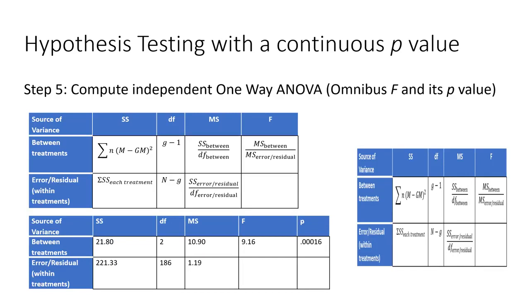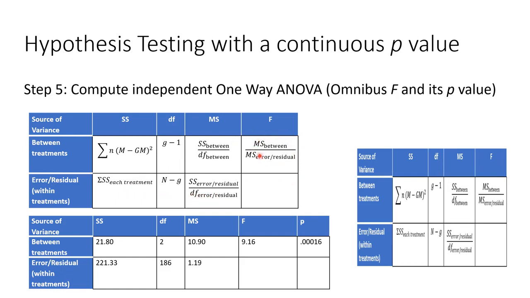Now, how do we get the Omnibus F? Well, we have to get an Omnibus F first to decide whether or not we have to do post hoc tests. Now, I'm not going to go into the details of how you compute the F by hand. The formula is here, and it's conceptually exactly what I described above. You're taking the variability between treatments, and you're dividing that by the variability within treatments, and then you're going to come up with one F value.